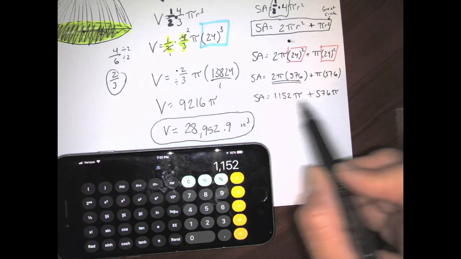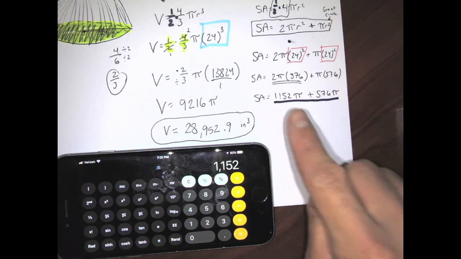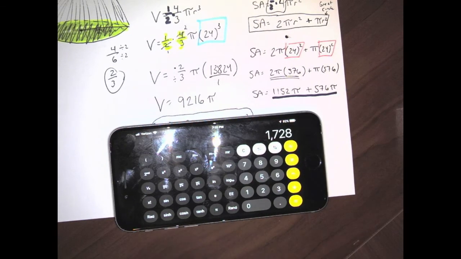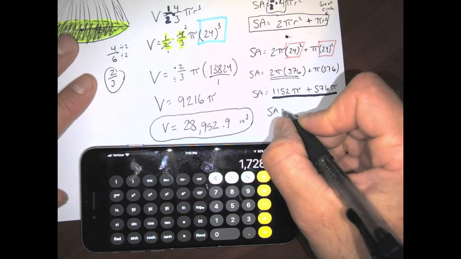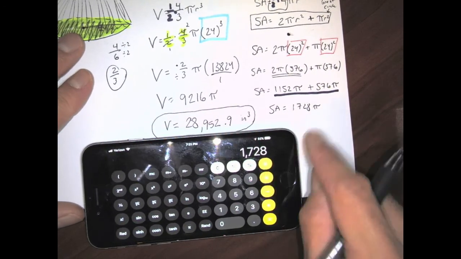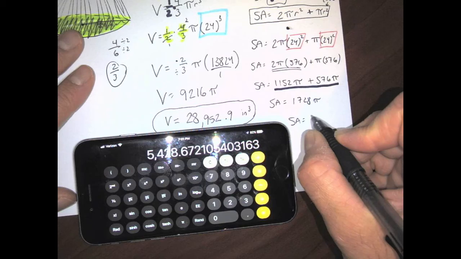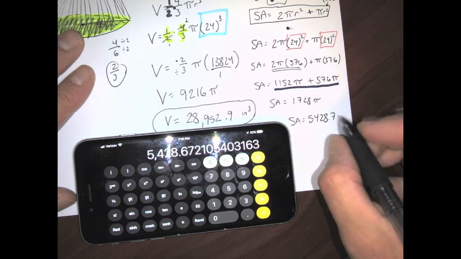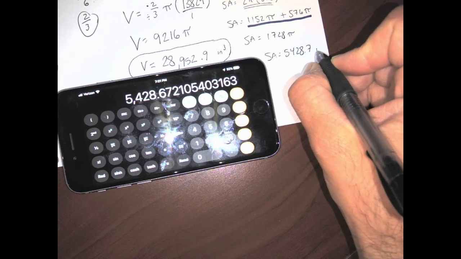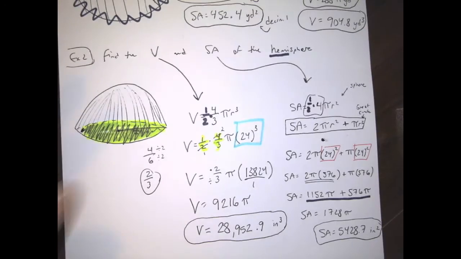You could punch both of these out as a decimal, or couldn't you just combine like terms? 1152 pi plus 576 pi. Add those together. 1728 pi. And this is when I'm going to multiply by pi, and we'll get our decimal answer. Surface area is 5,428.7. Round to the nearest tenth. What are my units? Inches squared. Make sure it's squared for surface area, cubed for volume.